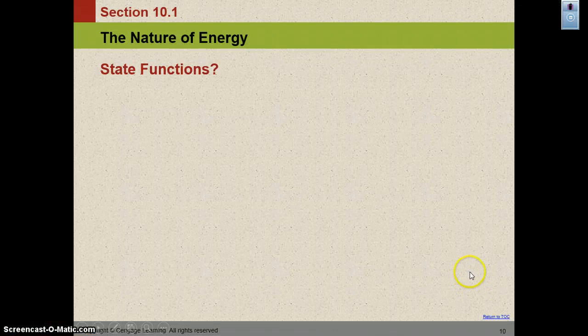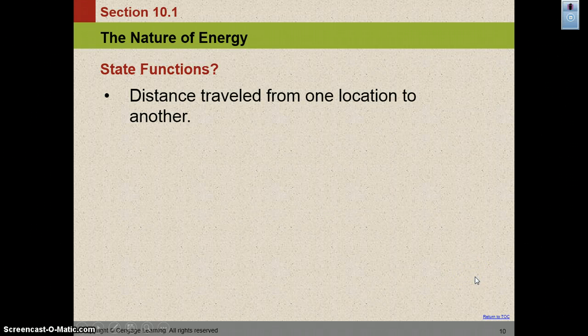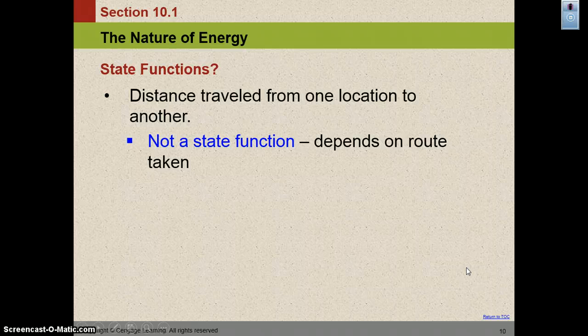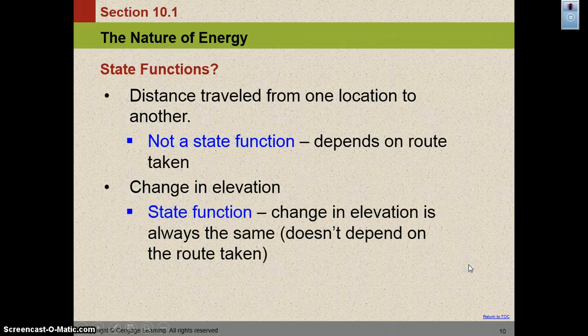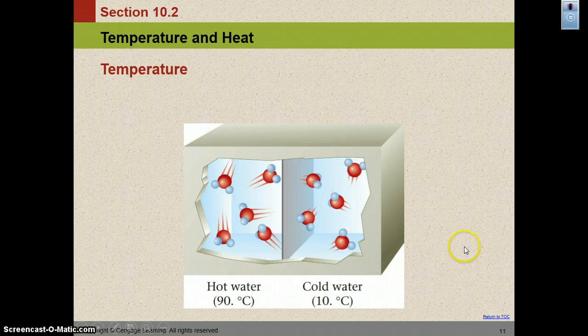Okay, so let's go back to the PowerPoint and look at state functions a little bit more. So is this a state function, the distance traveled from one location to another? Using the example that we just looked at, we have to say it's not, because it depends on the route that you take. Well, what about a change in elevation? And the answer is yes, it is a state function, because it's always the same and it doesn't depend on the route you take. No matter what, the difference in elevation between St. Louis and Denver will not be different, whether it's snowing or raining or sunny. And no matter what the pathway is to get there, that state function of elevation is always going to be the same.